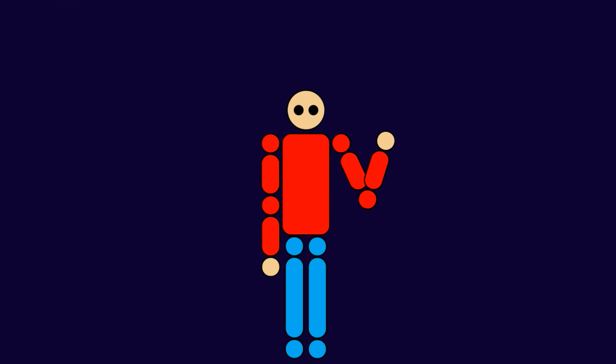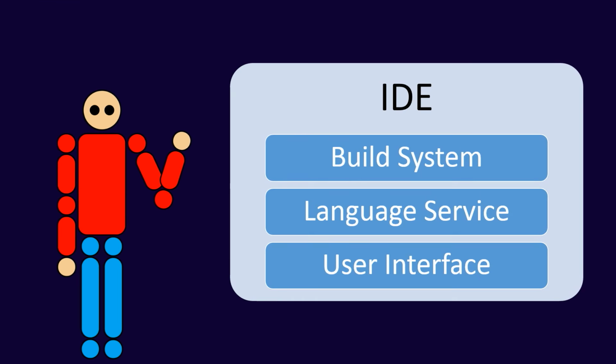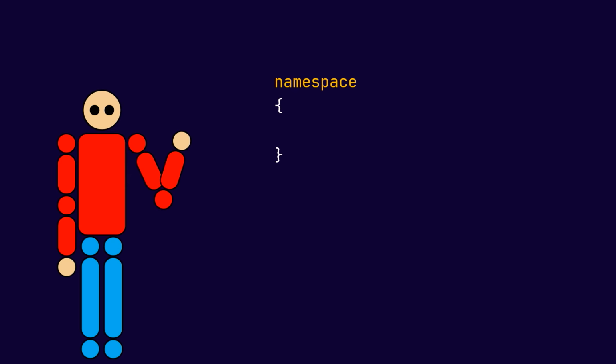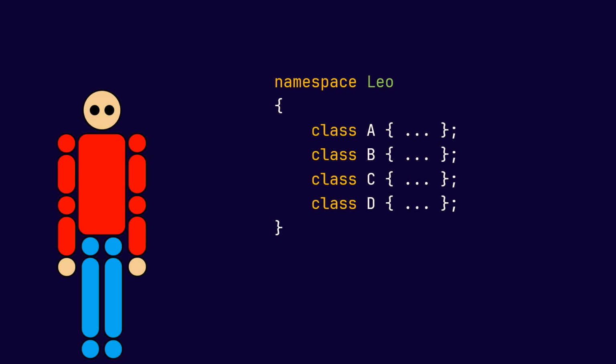So here's the plan. I want the build system to be a standalone component. It should be able to work independently of the IDE, much like MS Build. So there will be a single namespace that will encapsulate all of its code. I have decided to call my build system Leo. So let's call this namespace Leo as well. Inside this namespace, there will be multiple classes, each one for a specific component of the build system.